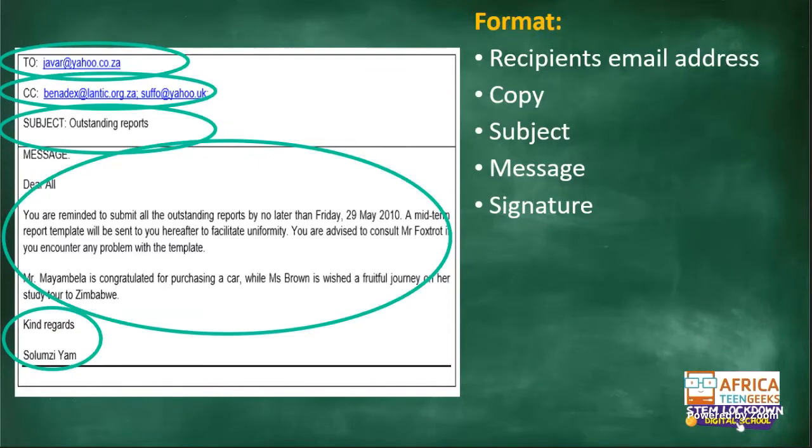So if you look at the specific email, in the first paragraph, they are reminding the staff members to submit their outstanding reports. Then in the next paragraph, they are congratulating Mr. Mayambela for purchasing a car, and Mrs. Brown on her study tour to Zimbabwe. So these are two totally different topics in one email. And how you create this division is with paragraphs. So it's very, very short. Emails are usually very short.